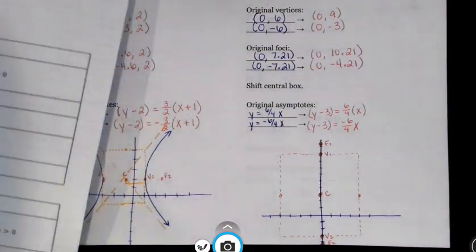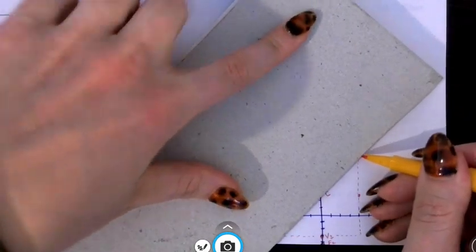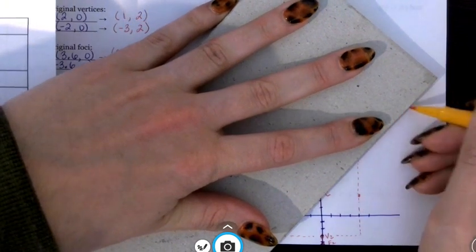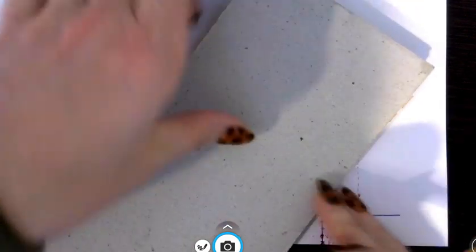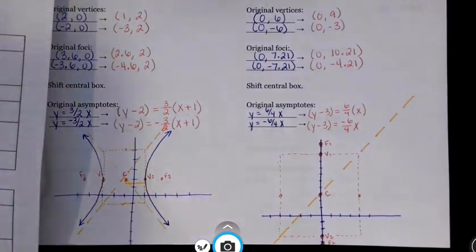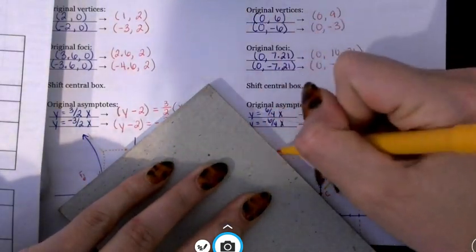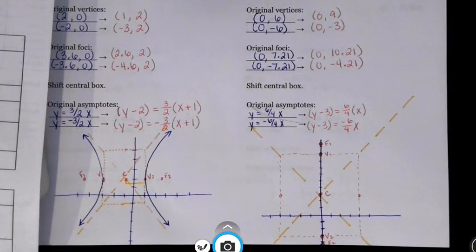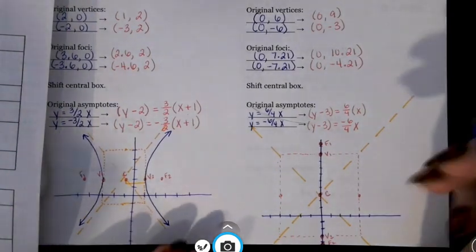So now I can draw my asymptotes so I can make my hyperbola. So going through the corners of my rectangle, I'm going to do dotted lines for my asymptotes. So I have one of them there. And my second one there. So I'm getting really close to my writing, but that's okay.